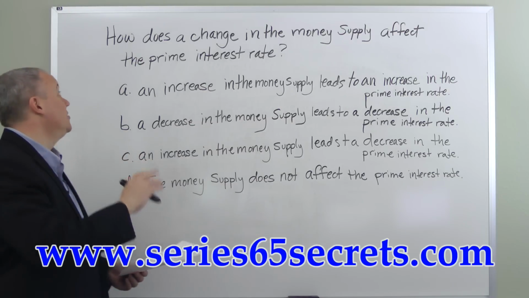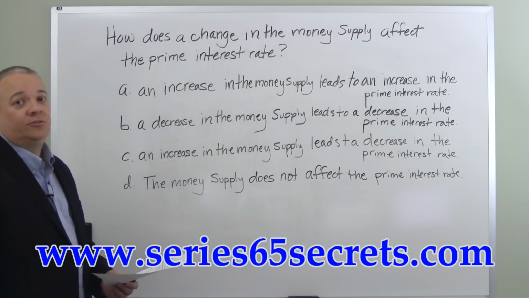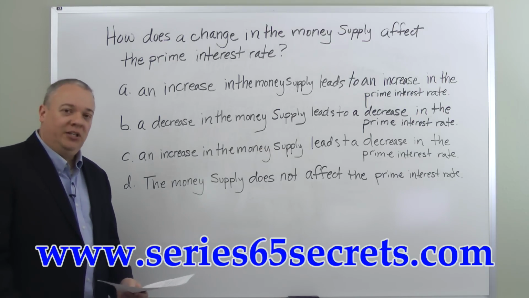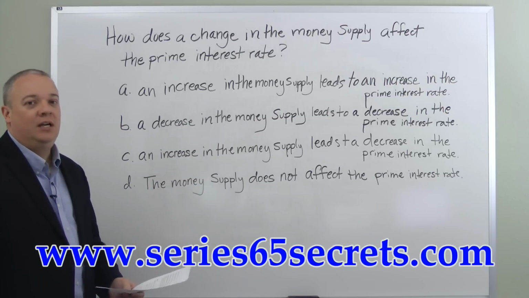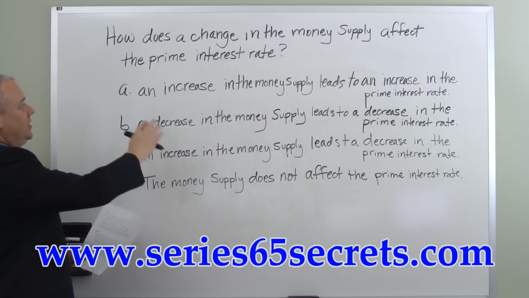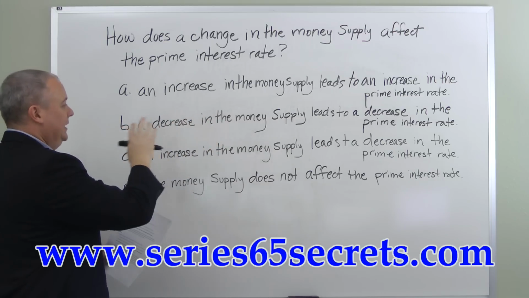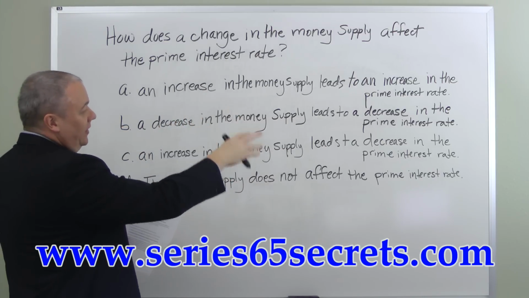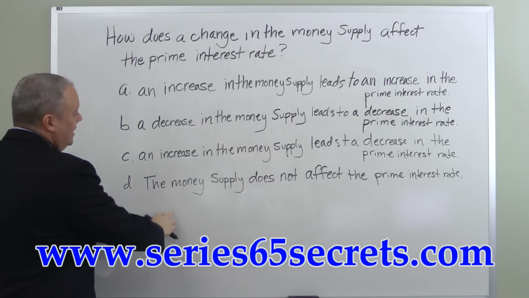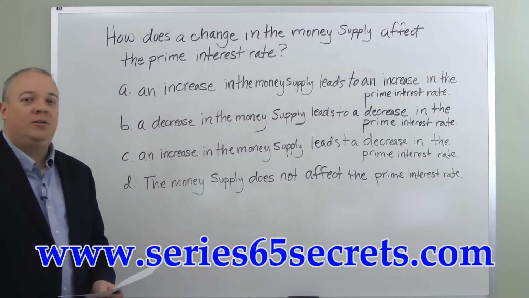So the question behind us on the board is, how does a change in the money supply affect the prime interest rate? Well, let's say you know a little bit about this answer, but you're not sure exactly how they affect one another. So as you look at the answers, you see that there's an answer with an increase in the money supply, a decrease in the money supply, another increase in the money supply that leads to various responses. And then D says the money supply has no relationship, it doesn't affect whatsoever the prime interest rate.